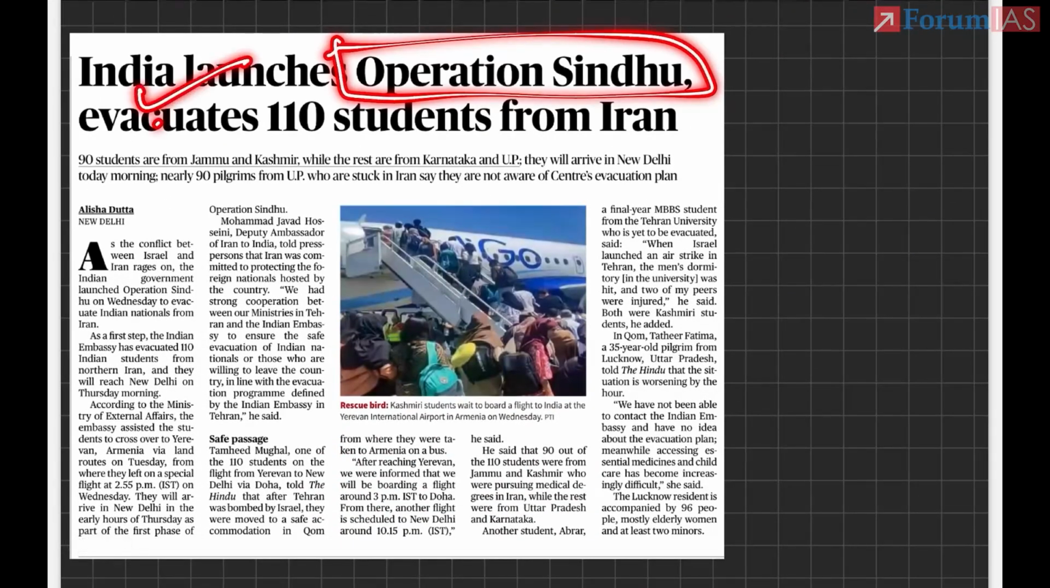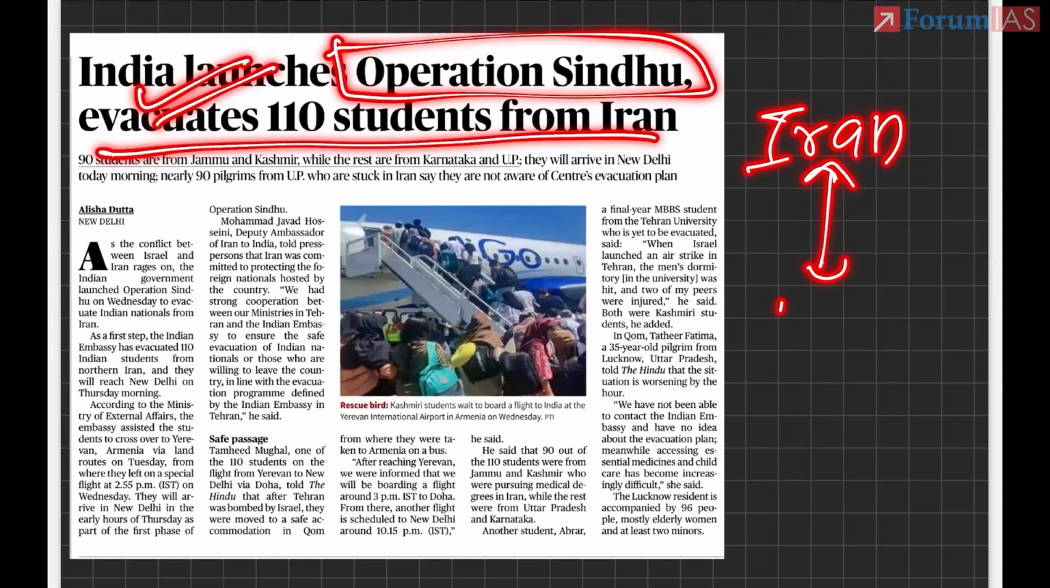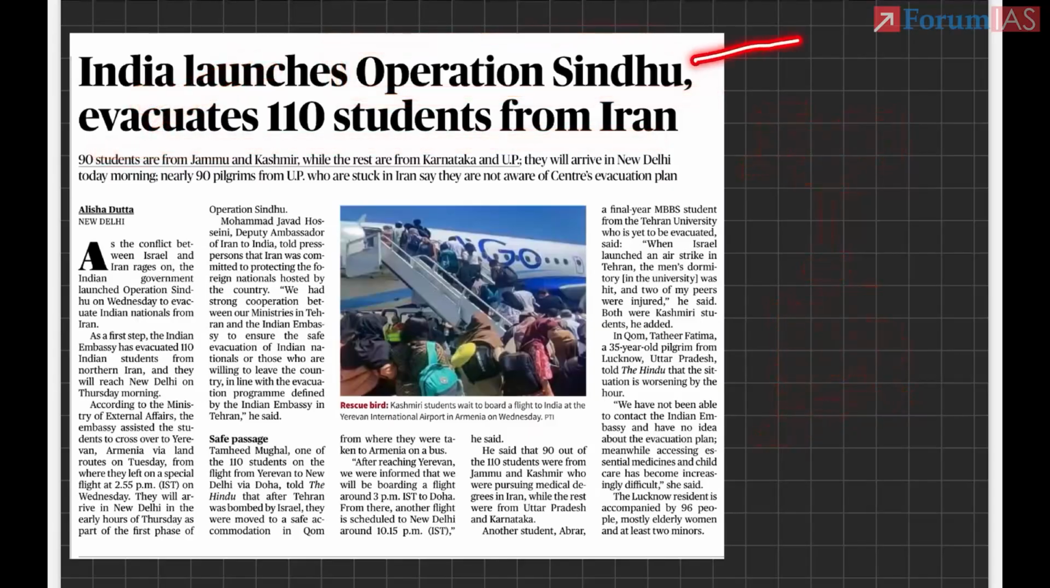So India has launched Operation Sindhu to evacuate its students from Iran, because currently Iran is a war zone. There is a lot of threat to Indian students in every part of Iran as well as some part of Israel. So this Operation Sindhu is kind of one-liner only.